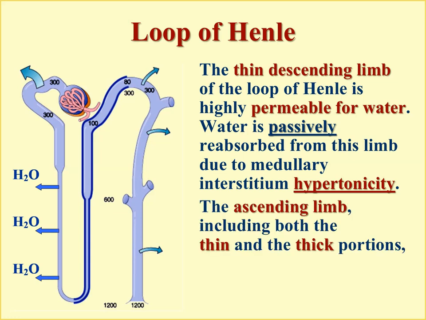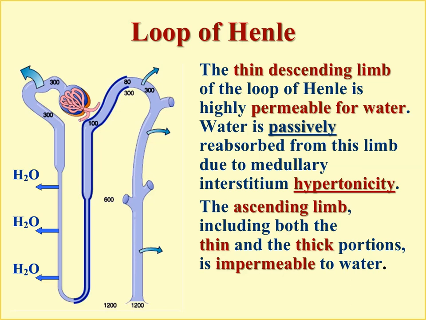And the ascending limb, both the thin and thick portions, is entirely not permeable for water. Here it is shown by the dark blue line, and you see it extends even into the distal tubule part. The early distal tubule is not permeable for water as well. So you can understand that water reabsorption cannot occur here at all.